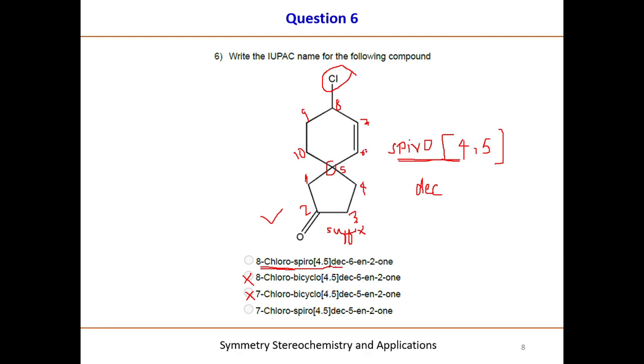At carbon number 6 we have a double bond, right? So this is an alkene family. So we will write here 6-ene, because at carbon number 6 we have a double bond, 6-ene, 2-one. Ketone is our suffix, the highest priority functional group. That's why we are writing it last. At carbon number 2 the ketone group is present, that's why we will write here 2-one. So the name will become 8-chloro-spiro[4.5]dec-6-en-2-one. Option number 1 is correct.